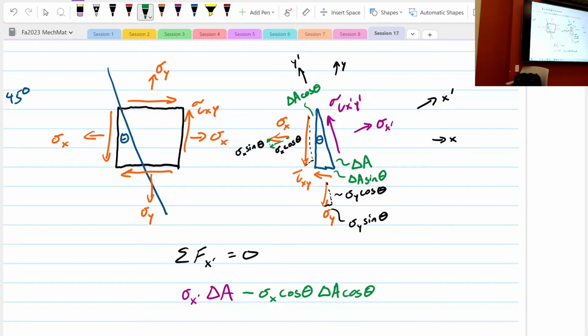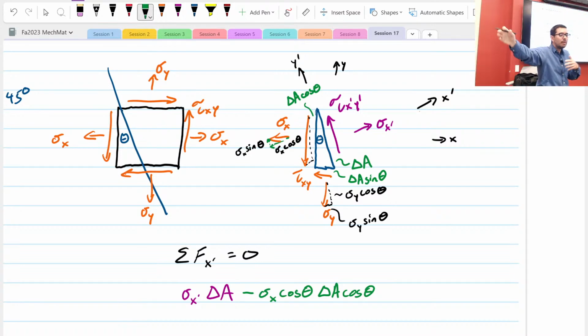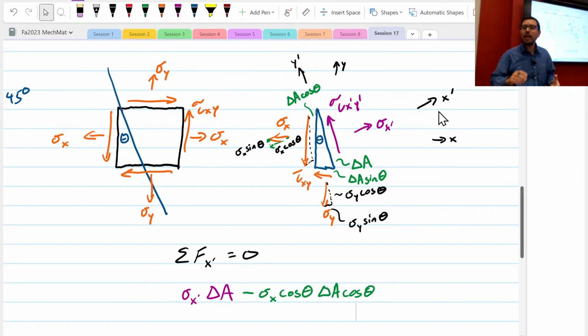Yes, Kevin. So when you set up the sum of the forces with respect to x prime, you are still relating the original stresses just with respect to the new direction? Yes, that's where the cosine and the sine come in. I'm glad you asked that, Kevin, because what is our goal? Our goal is to figure out what sigma x prime is and what tau x prime y prime is, in this particular configuration.